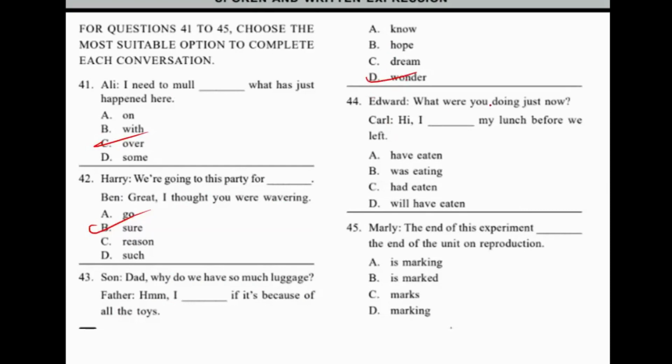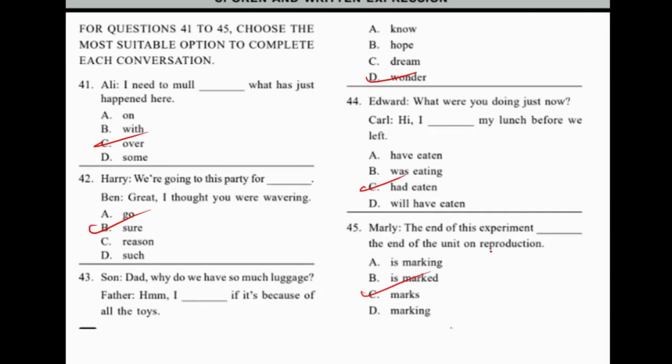Now, Edward, what were you doing just now? Hi, I just dash my lunch before we left. So I had eaten my lunch before we left. We have to choose something in the past. Okay, past perfect tense. Now, Marley, the end of this experiment dash the end of the unit on reproduction. It means the end of this experiment marks the end of the unit on reproduction. So option C is our correct answer.